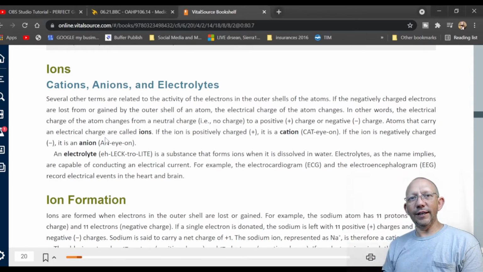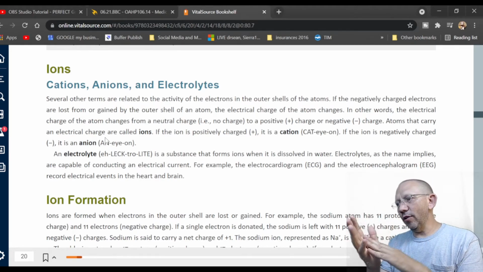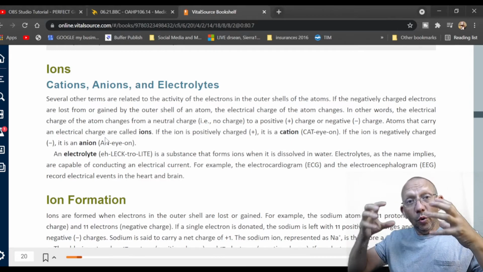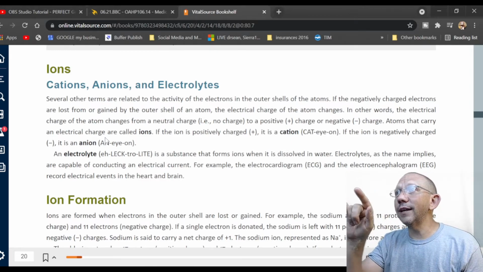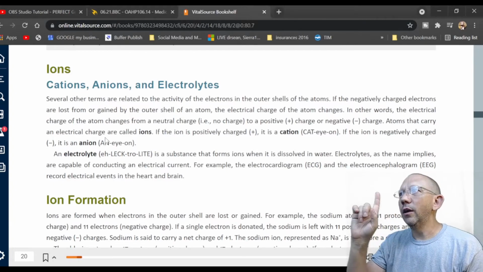Electrolytes, you've heard of electrolytes, right? Those are in like Gatorade and stuff like that. And those are like your baking soda and your salt and your sugar, and those things have electrolytes, which are different minerals. Look here. An electrolyte is a substance that forms ions when it's dissolved in water. Very good point. Water is important.